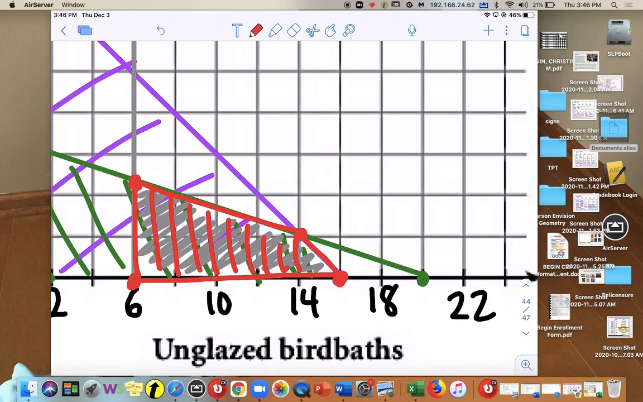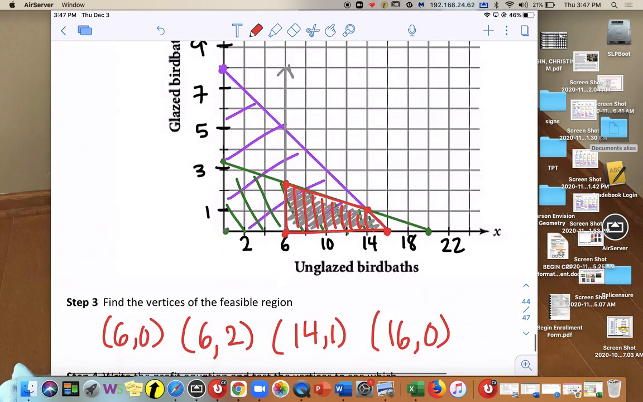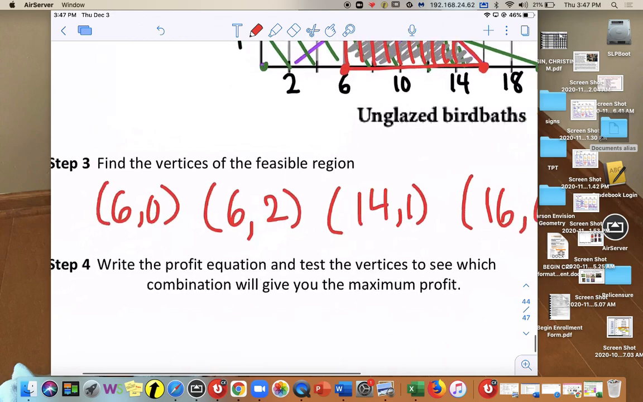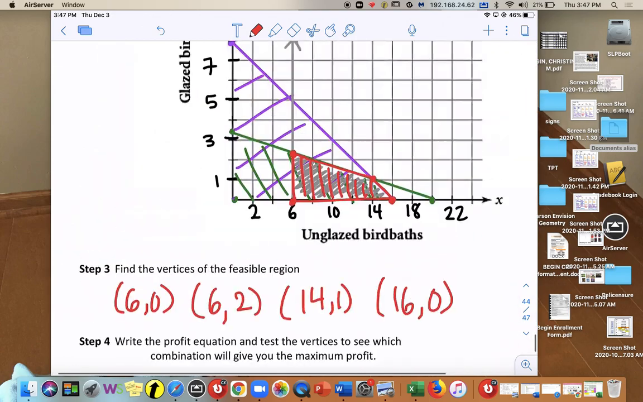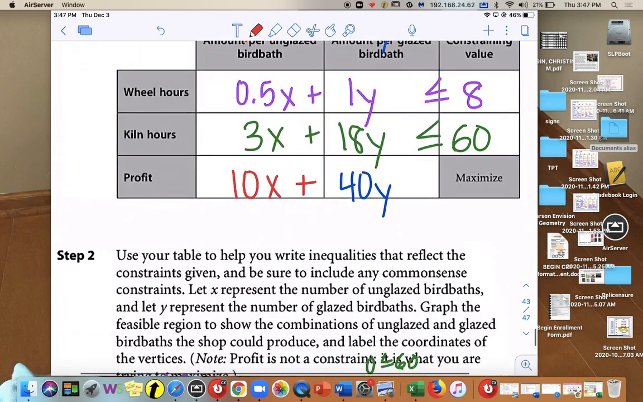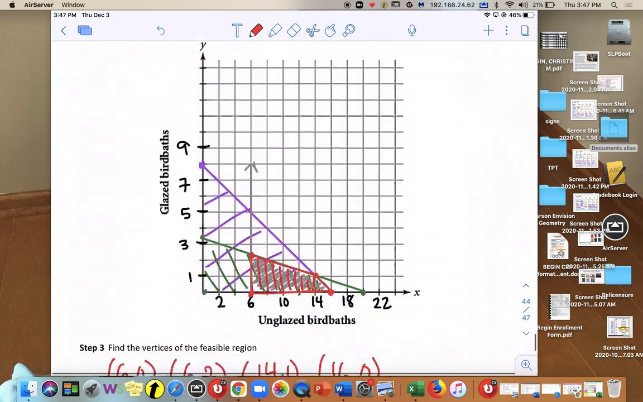But what we learned yesterday with the Lego linear programming problem is if we want maximum or minimum profit, but here we want maximum profit, the maximum profit will always be one of the vertices. And that's why I've been having you find these vertices here. The maximum profit will be one of these combinations of bird baths. So to figure it out, we're going to plug into the profit equation. That's this guy right here. 10x plus 40y gives us our profit.